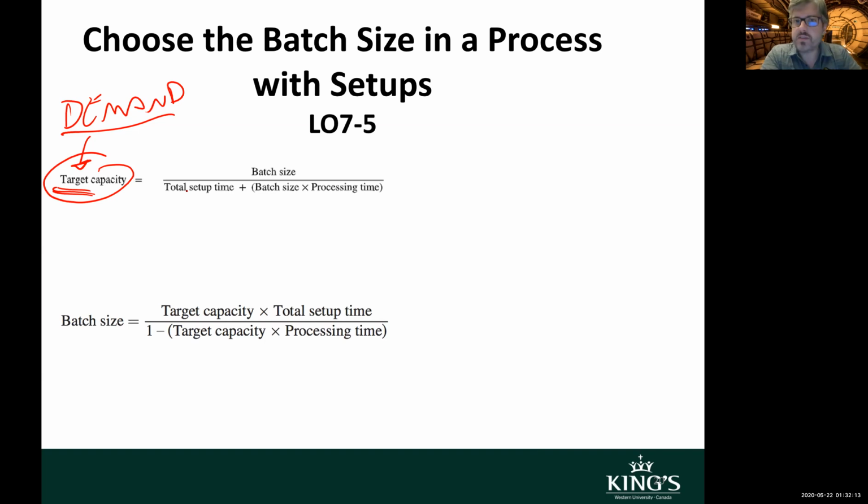So we've seen this formula before, the batch size divided by the total setup plus batch size times processing time. So this is not necessarily new. But the interesting thing is, if I know my demand, I can define what my target capacity is. And so I can fix this. I can find my setup time, and I know my processing time. I will find my batch size. Excellent.